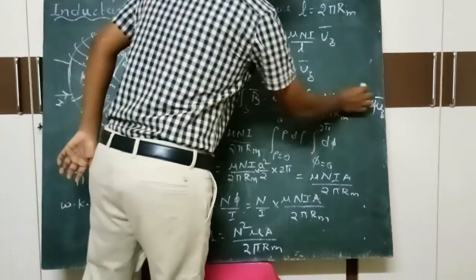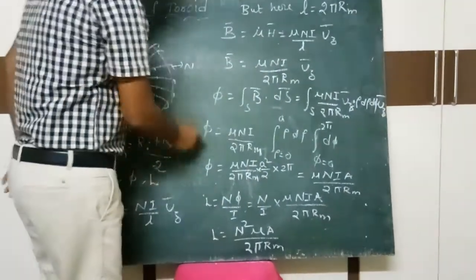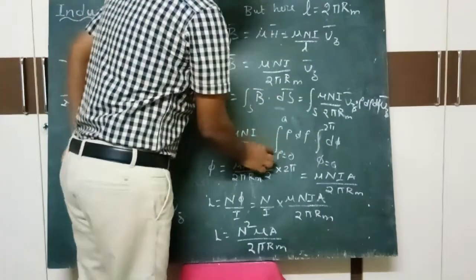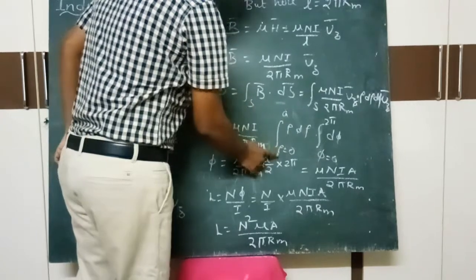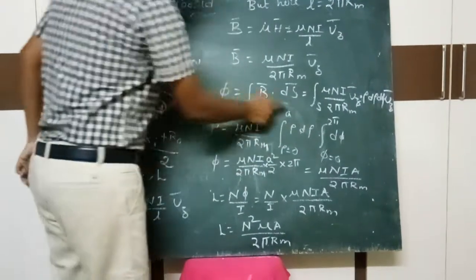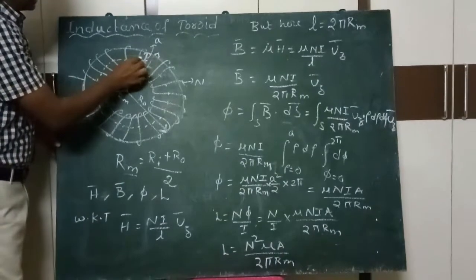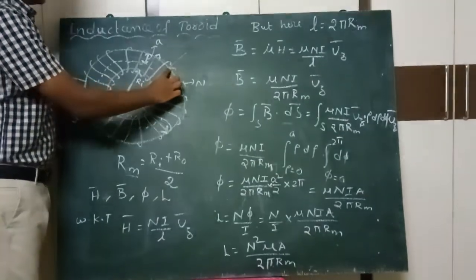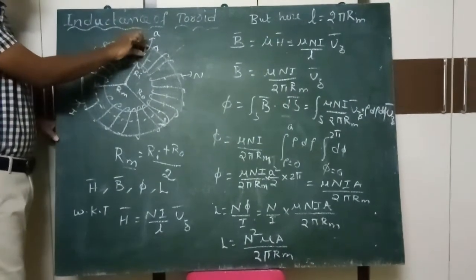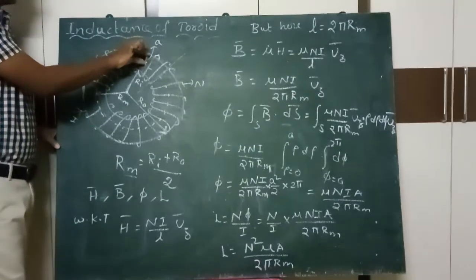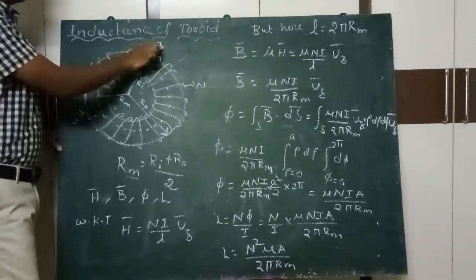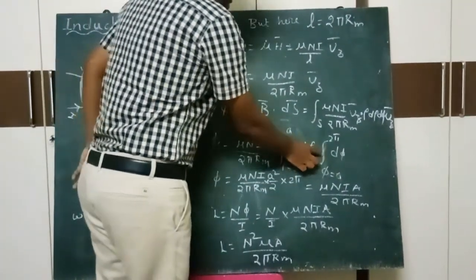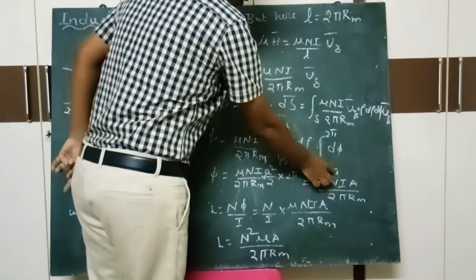So the dot product of Uz and Uz is 1. So we can get phi equal to mu into N into I by 2 pi Rm, integral rho into d rho, and the rho limits are from 0 to a, where a is the cross section radius of the toroid. So if we cut this one, then we can get a cross section which is like a circle. So this radius is called the cross section radius of the toroid, which is denoted by the letter small a. So integral rho into d rho, and rho limits are from 0 to a, and integral d phi, and phi limits are from 0 to 2 pi.